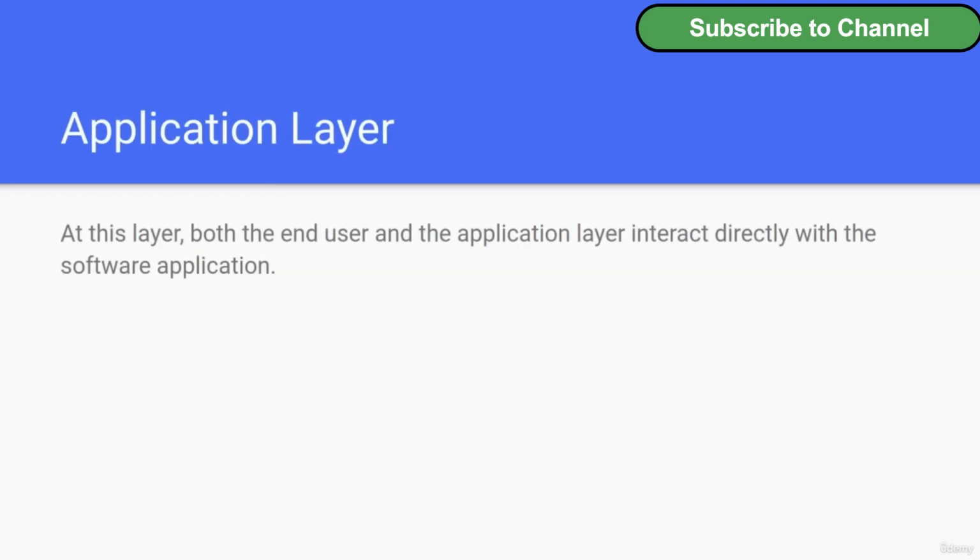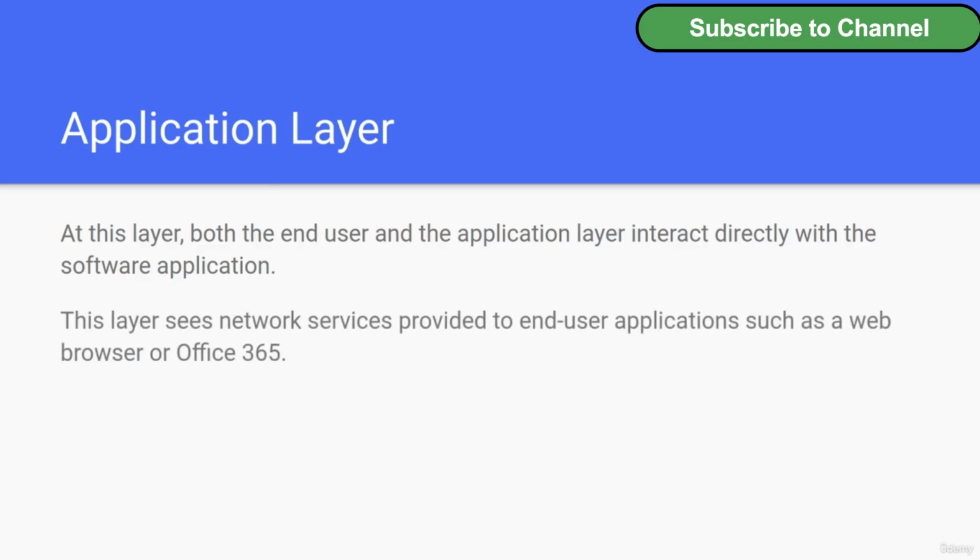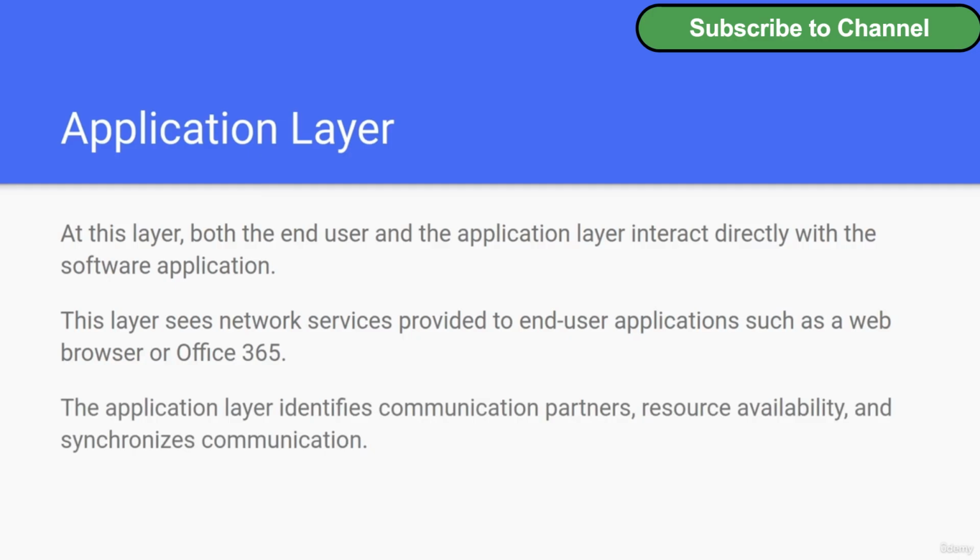And finally, we have the application layer, which is the layer where both the end user and the application interact directly with the software application. This layer sees network services provided to end user applications such as a web browser or Office 365. The application layer identifies communication partners, resource availability, and synchronizes communication.